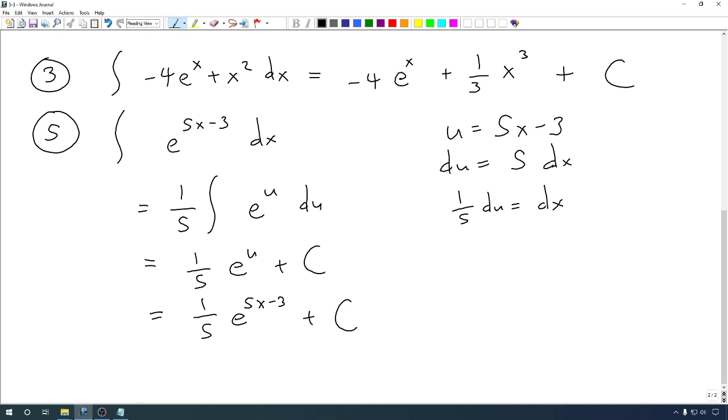So actually, not too bad. The only thing here is that we ended up with this 1 over 5 because of the 5 multiplying the x in our exponential. We can make it a little bit more complicated, like in problem 7.